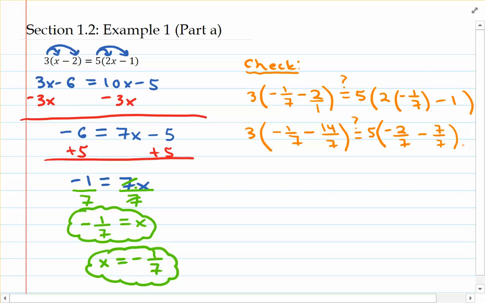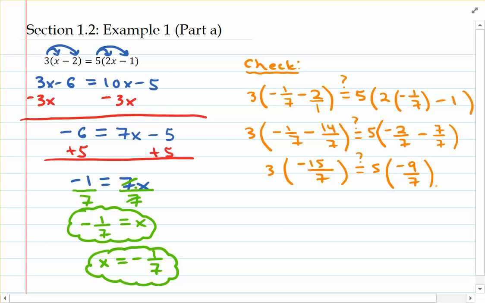Alright, so it is starting to clean up a little bit. Let's go ahead and work on it some more. Now on the left-hand side, we're going to have to subtract these two fractions from each other. What that amounts to is basically negative 1 minus 14 all over 7. So that gives you negative 15/7. On the right-hand side, when we subtract these two fractions, we get negative 9/7.